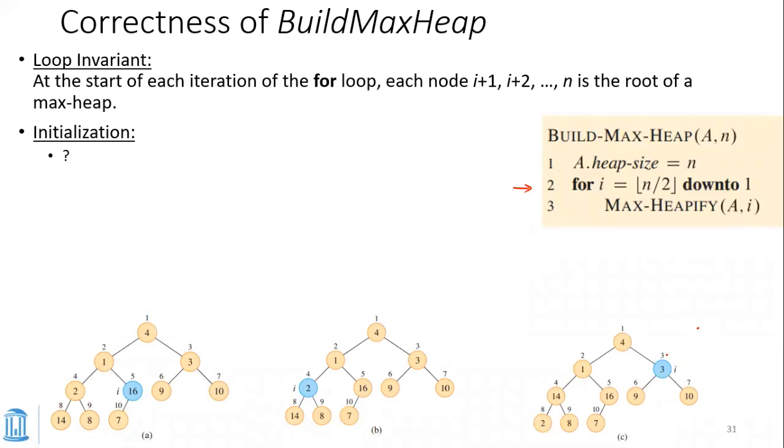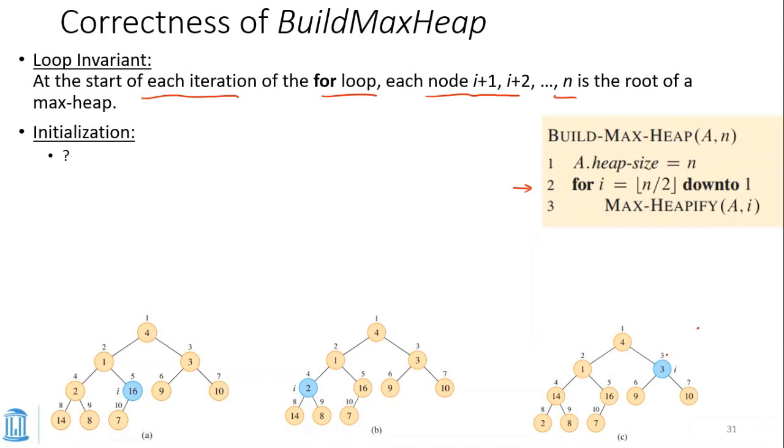Agreement? All right. So here is the loop invariant. We're saying that at the start of each iteration of the for loop, each node I plus 1, I plus 2, all the way up till n is now a root of a max heap. Okay, so that was the loop invariant.